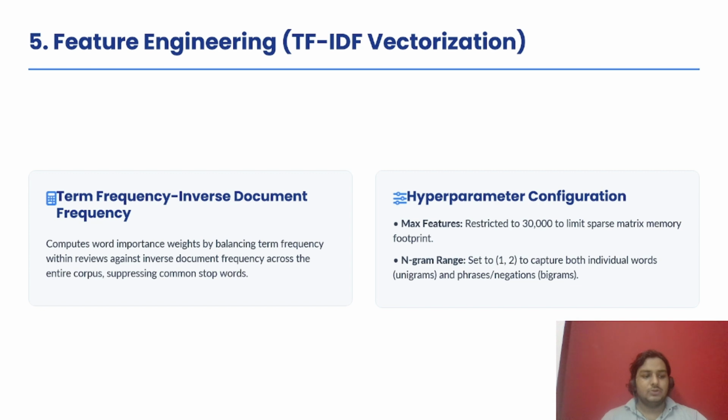Two key hyperparameter choices were critical here. Max features capped at the top 30,000 terms to contain sparse matrix memory usage, and n-gram range configured to include both unigrams and bigrams, allowing the model to capture word combinations and negation like not good. For feature extraction, I used term frequency inverse document frequency, TF-IDF, which weights words by balancing local frequency in a review against inverse frequency across the entire corpus, effectively downweighting common stop words.